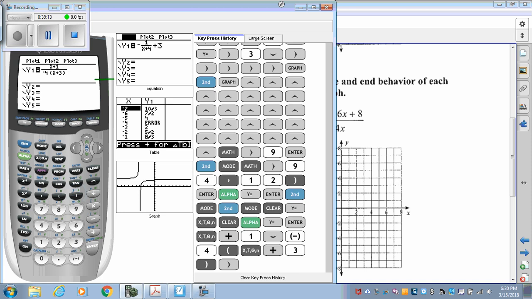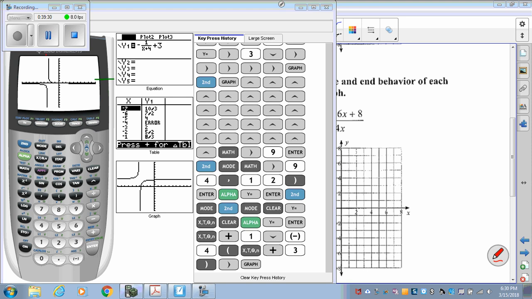Okay, so let's graph this and see what happens here. Okay, so it looks like a regular old, you know, that inverse graph, right? I've got, and here's my, at 1, 2, 3, there's my vertical asymptote, just like we expected.